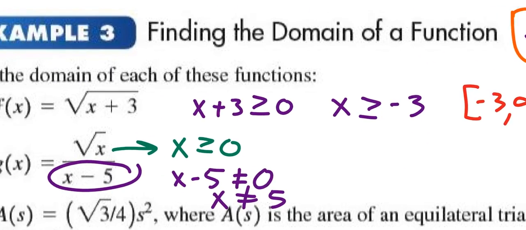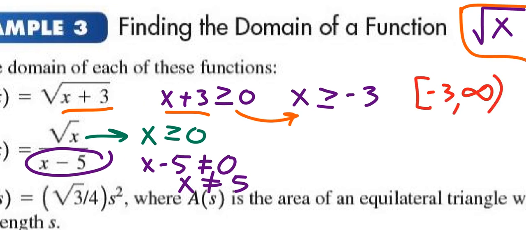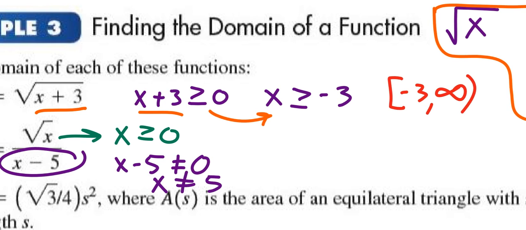So for instance, in letter F of example 3, we have x plus 3 underneath the radical. That x plus 3 has to be greater than or equal to 0, which causes x to be greater than or equal to negative 3, which means that's the domain from negative 3 bracket to infinity.